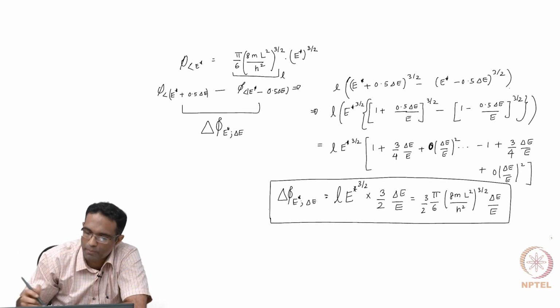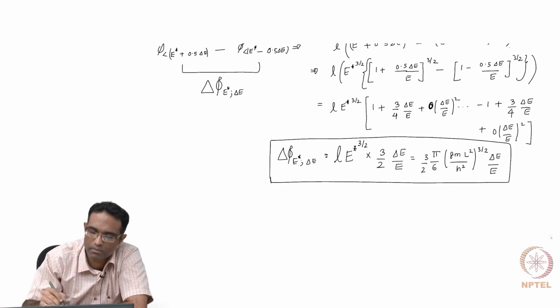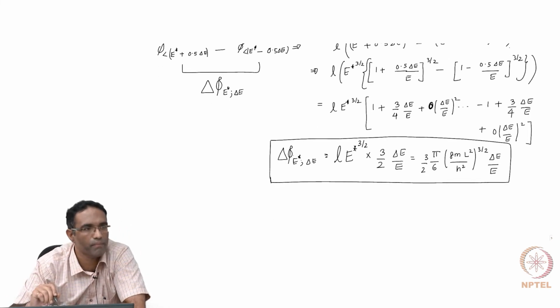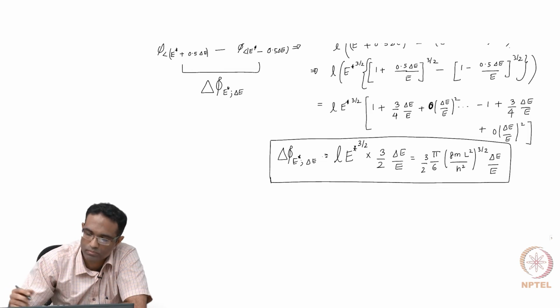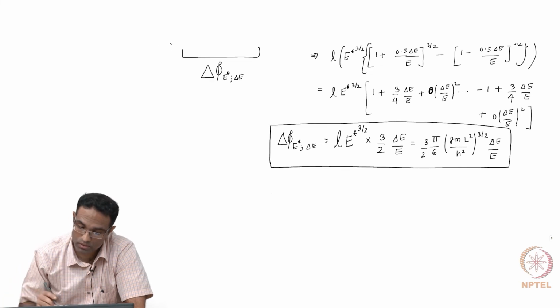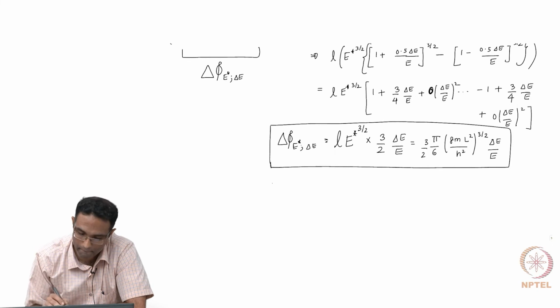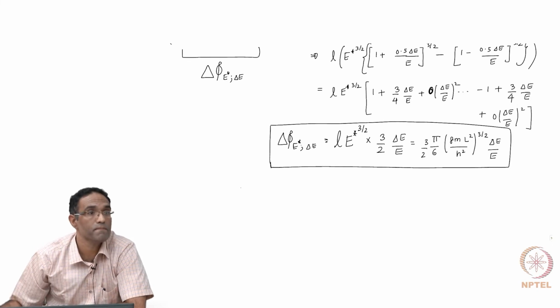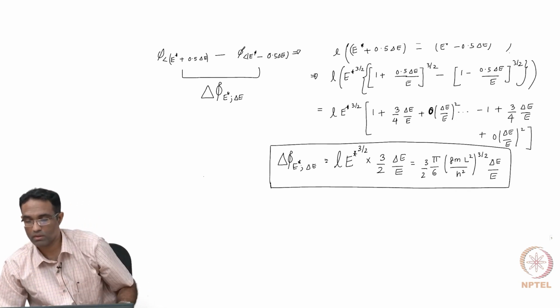Okay. So in a sense, what we have done is not very far from reality, and you will get some number of states about the energy E star of width delta E. Okay. Now what you can do is, let us calculate the quantity. Okay, yes.